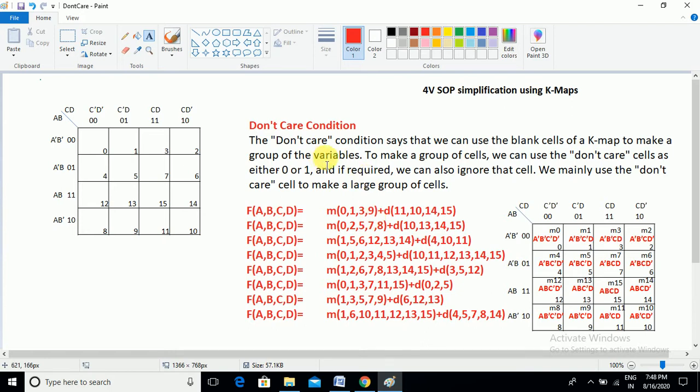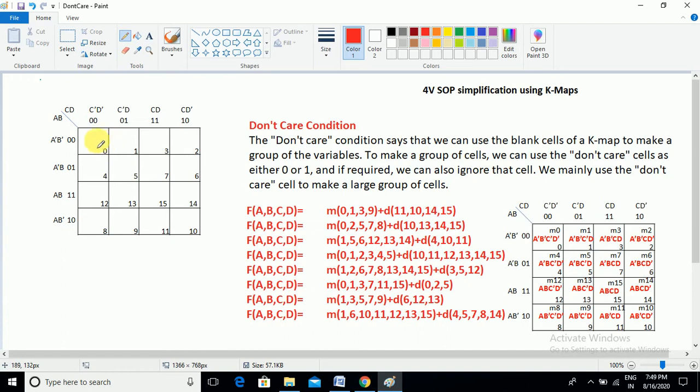You already know the don't care condition. Don't care condition means the cells are selected for neither 0 nor 1. Based on our requirement, we have to take it as either 0 or 1. If it is not used for any grouping, you have to leave it. Okay, then let us go to the first problem.